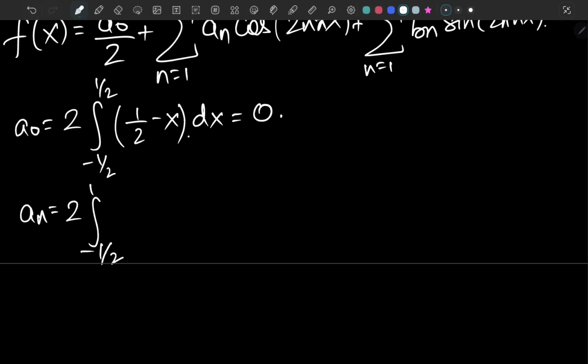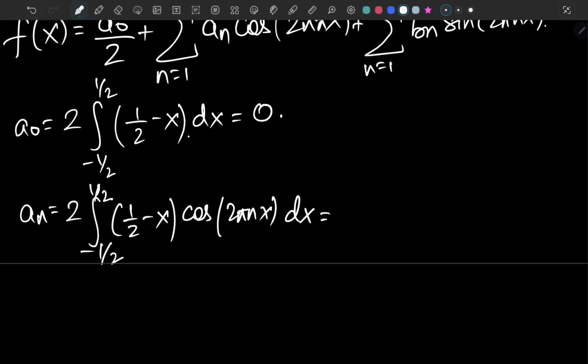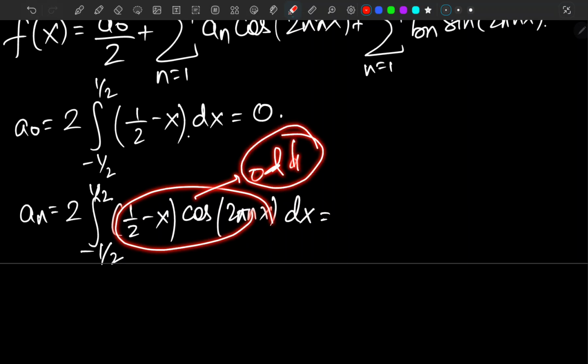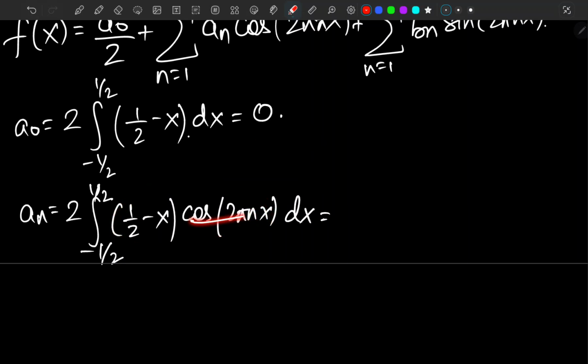And so for a sub n, negative 1 over 2 to 1 over 2, and your 1 over 2 minus x times cosine of 2 pi nx. Because cosine of 2 pi nx is an even function, overall this function is gonna be odd, because even times odd is gonna be odd. So that's why this is also 0.